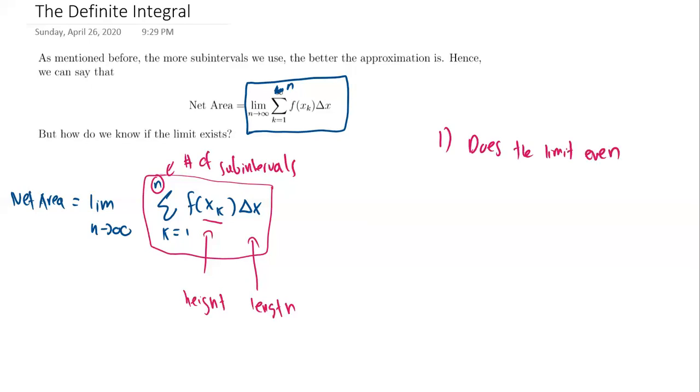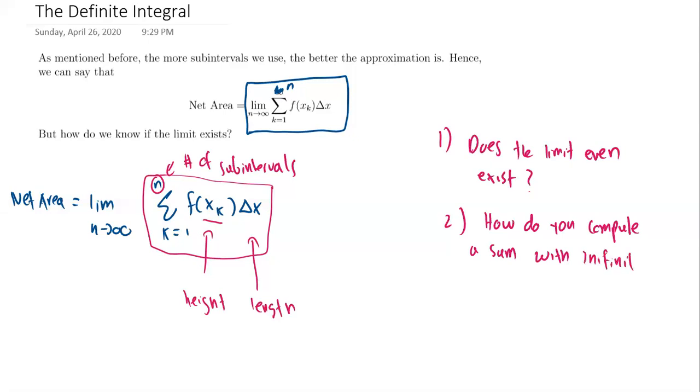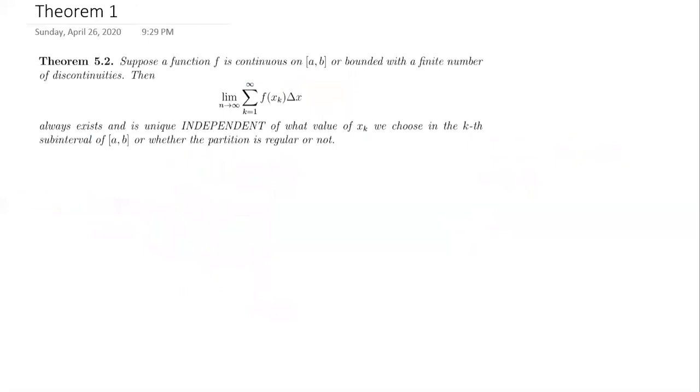Right, because it's a limit, we know it might not exist. The second roadblock was, how do we compute a sum with infinitely many terms? And so how do we add infinitely many areas of rectangles? Well, thankfully, there's an easy answer, which I'm not going to prove. Okay, it's not easy. It's going to be easy for us because we're not going to prove it. But there's an easy answer to question 1. And that's our first theorem.